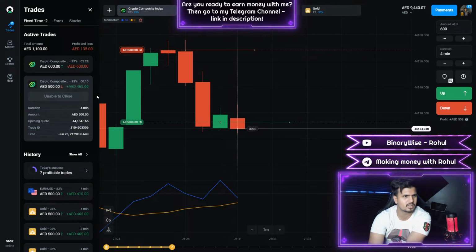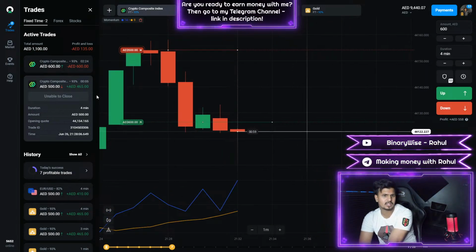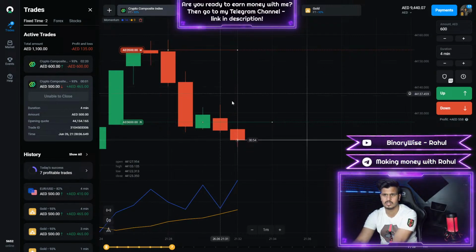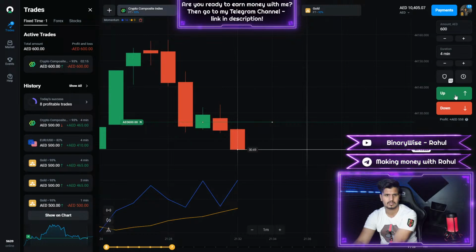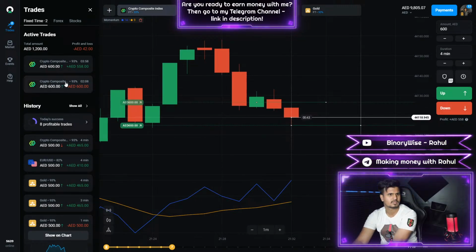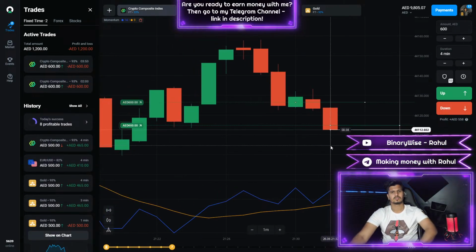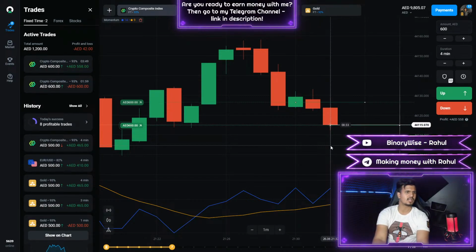Still we have 2 minutes 30 seconds. It has to move in the upward direction right now. Well, I think it's trying. It will move upward after a moment. We can make another trade here. 4 minutes. Only 2 minutes left for the previous one.